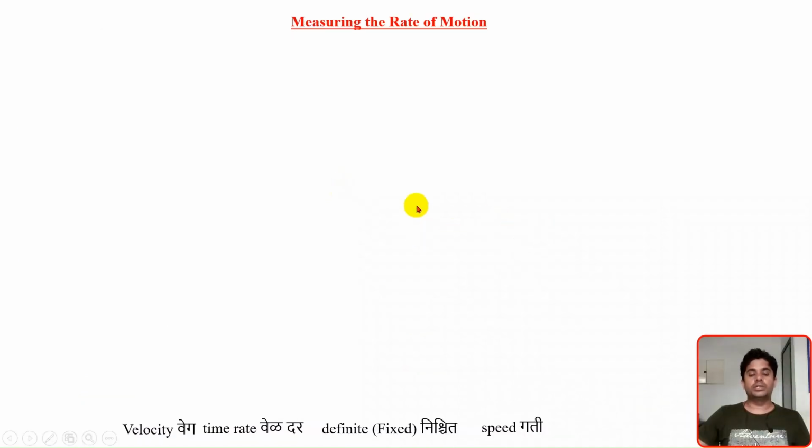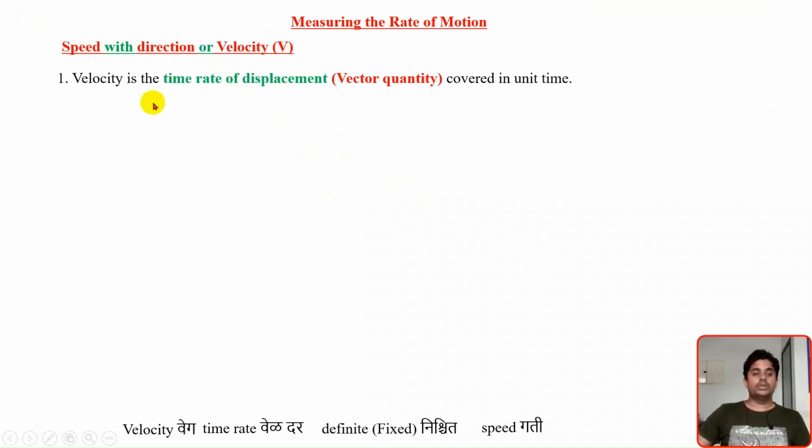In this video, we'll discuss something more about speed with direction, the term velocity. We indicate velocity with the symbol capital V. As we know, velocity is the time rate of displacement covered in unit time. About speed, we have said that speed is the time rate of distance covered in unit time. Whenever we are talking about speed, we have to take the time rate of distance.